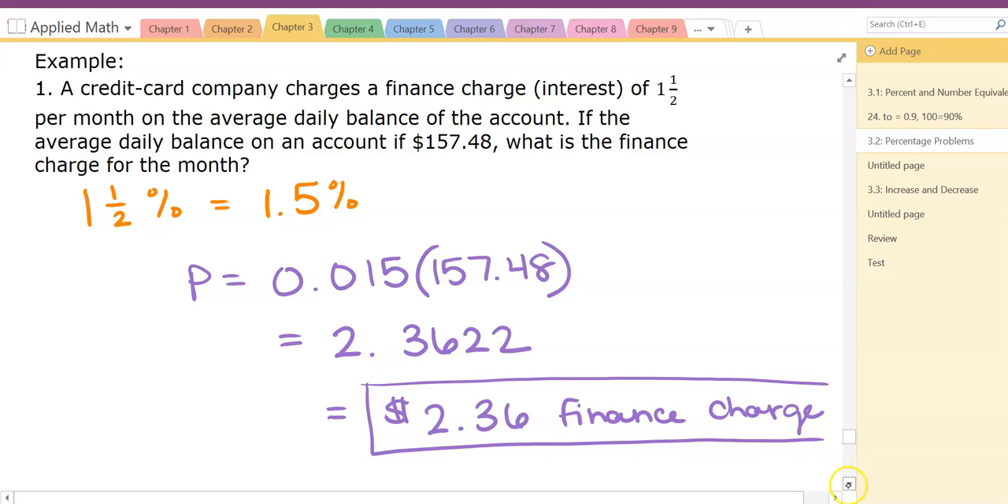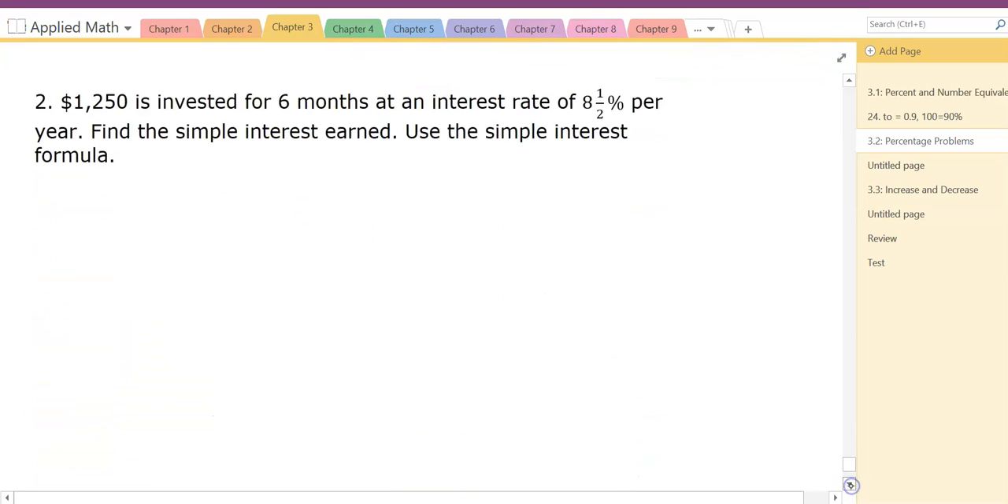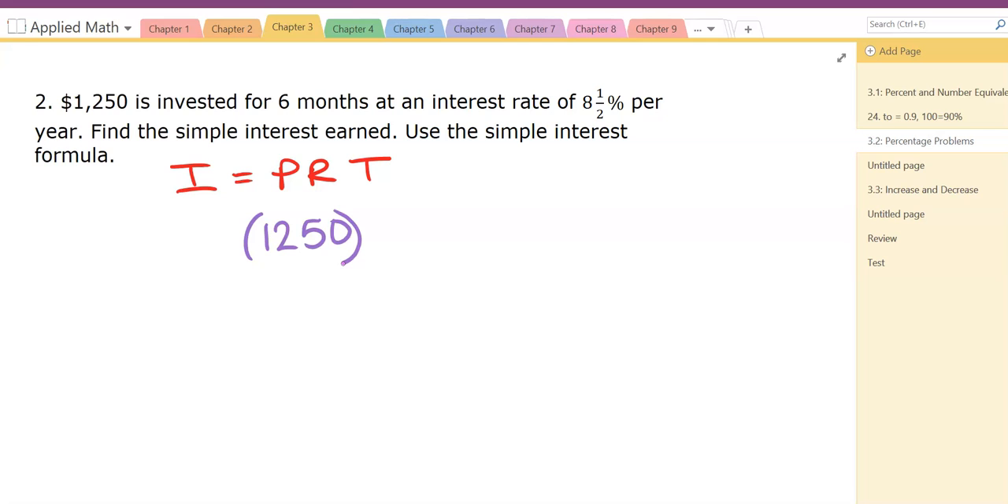All right, this last one here, this is using that I equals PRT equation. So $1,250 is invested for 6 months at an interest rate of 8.5% per year. Find the simple interest earned and use that simple interest formula. So we're using that I equals PRT. What's the principal amount? How much are they putting in? $1,250. What's the rate? 8.5%. So write it as a decimal. It would say what?